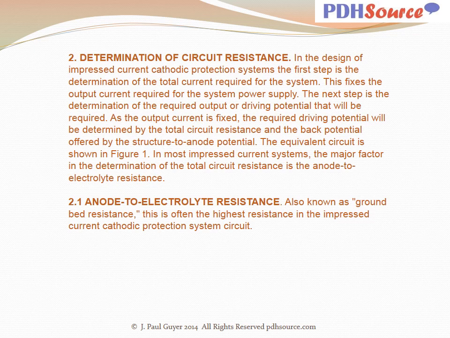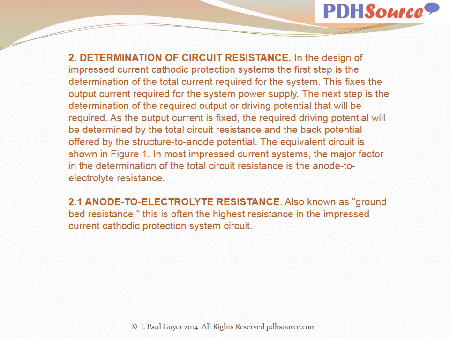In the design of impressed current cathodic protection systems, the first step is the determination of the total current required for the system. This fixes the output current required for the system power supply. The next step is the determination of the required output or driving potential. As the output current is fixed, the required driving potential will be determined by the local circuit resistance and the back potential offered by the circuit anode potential. The equivalent circuit is shown in Figure 1.